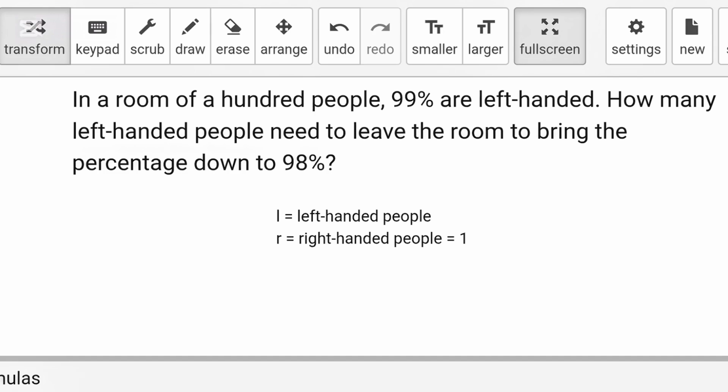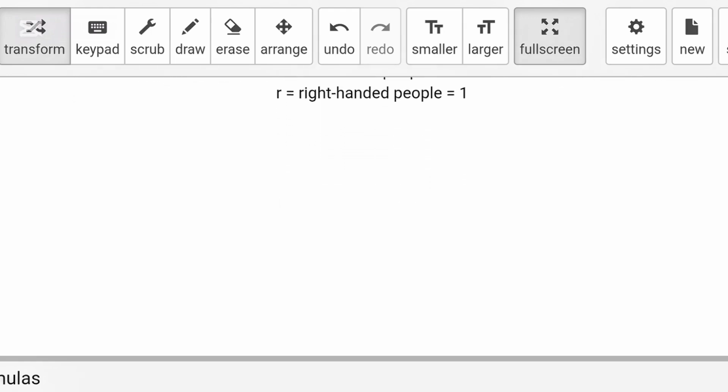It's safe to say that there are 99 left-handed people and one right-handed person. Since the left-handed people are the ones we are reducing, the right-handed person is not leaving the room, which makes it a constant. So we leave it there, because that's what is going to help us form this quick equation.